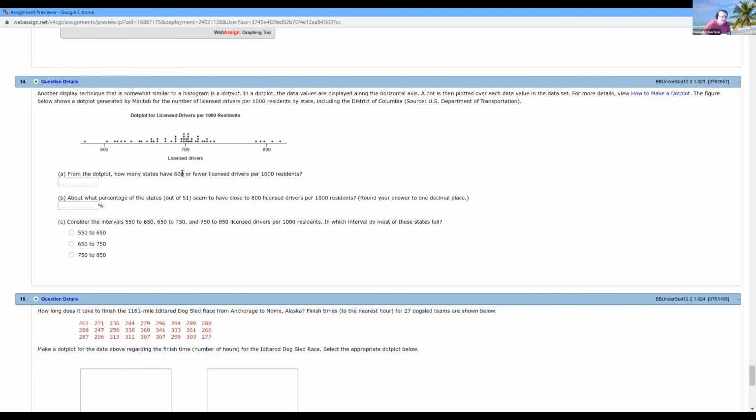How many states have 600 or fewer? Well, if you look at 600 or fewer, can you see there's only one dot there? Now, about what percentage of the states, there are 51, seem to have close to 800 licensed drivers per 1,000. Now, I think the word I'm having to watch here is close to. So I'm assuming that they're going to mean all these here. Right. Now, if that's what they do mean, won't the answer be 5 out of 51, which is roughly, what, 10%?